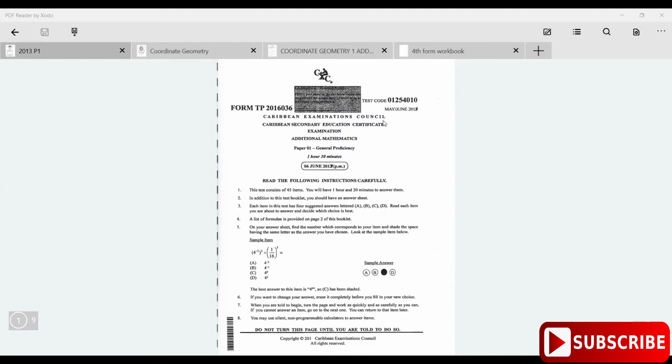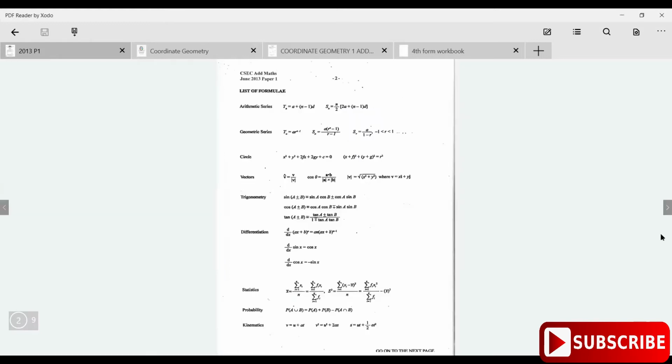Welcome, welcome, welcome. So today we're going to go through the June 2013 AdMaths paper. All right, let's look at this AdMaths paper. The list of formulas that you need.